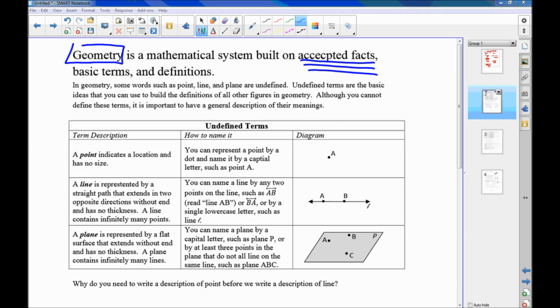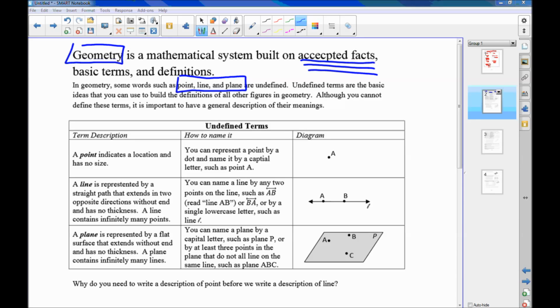Okay. You can also think of geometry as a language of math that covers 2- and 3-dimensional objects. Okay, we learn the properties of them and how they interact together. So in geometry, some words such as a point, a line, and a plane are undefined. These are our basic terms or basic facts. We all have to agree what they mean because there's no way to write a definition. Okay, undefined terms are basic ideas that you can use to build the definitions of all the other figures in geometry. So we all agree on what these mean, and then we can write a whole language of math.